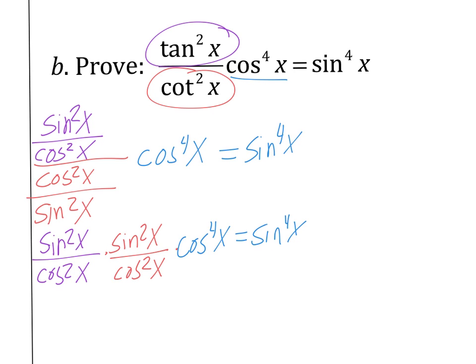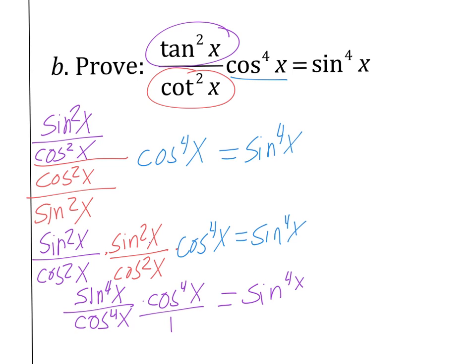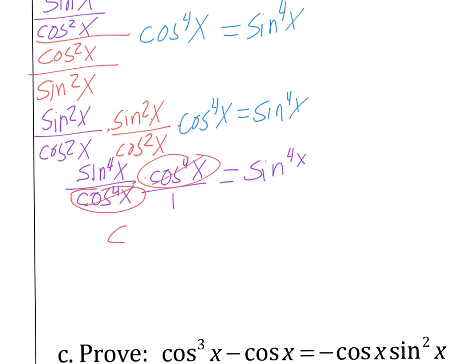Okay, I'm going to combine some stuff here. Sine squared times sine squared is sine to the fourth x. Cosine squared times cosine squared is cosine to the fourth x. Then we've got times cosine to the fourth x, which I'm going to write over 1. And that's equal to sine to the fourth x. You might notice that we're multiplying two things that have a cosine to the fourth on the top and the bottom. That leaves me with sine to the fourth x is equal to sine to the fourth x, which is what we're looking for.